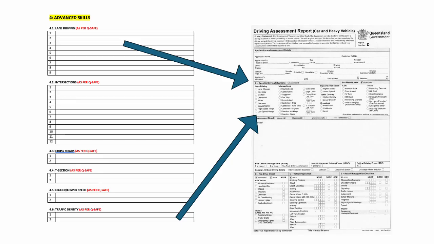Okay, then we go to section 4, which is advanced skills. So we're getting up towards the driving test phase for our student. And what we want to be thinking about at this phase, and this really rolls on from the last one, is that we're covering off with a really good comprehensive training program with specific driving situations. So we've got lane driving, we've got intersections, crossroads, T-sections, higher and lower speeds, and traffic density. And the big blue arrows show on section A on the QSafe test form that the driving examiners tick the circles as they cover those areas on the 35-minute driving test.